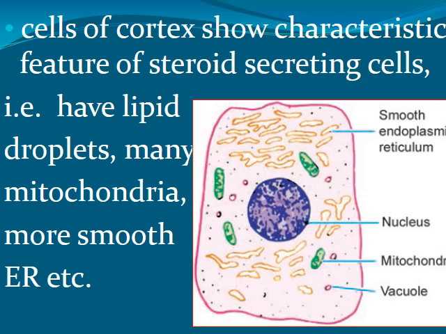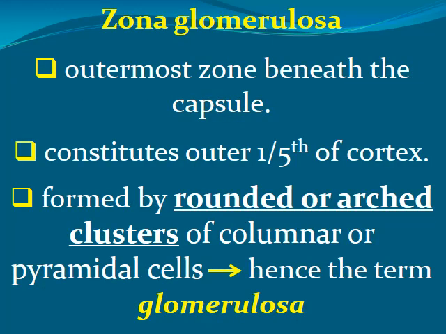Cells of cortex show characteristic features of steroid secreting cells, that is, they have lipid droplets, many mitochondria and smooth endoplasmic reticulum. Coming to the superficial most cortical layer of adrenal gland, it constitutes outer 1/5 of cortex and is formed by rounded or arched clusters of columnar or pyramidal cells. Hence, the layer is termed as glomerulosa.